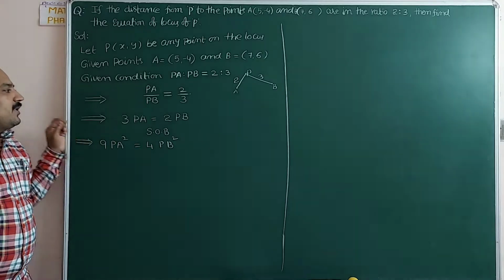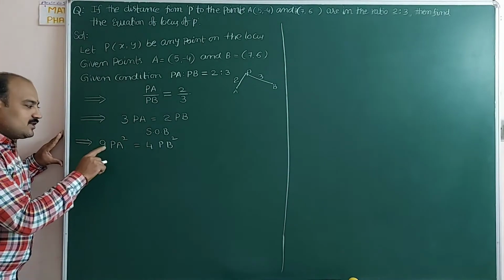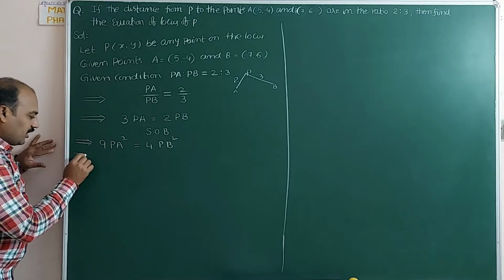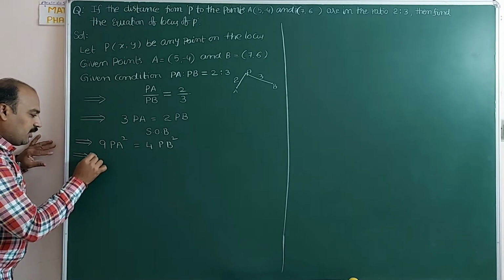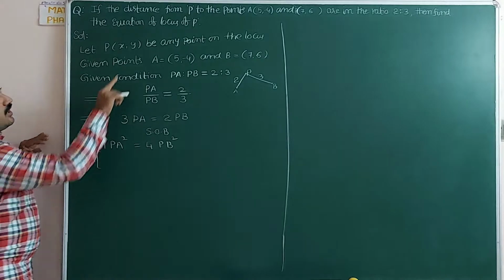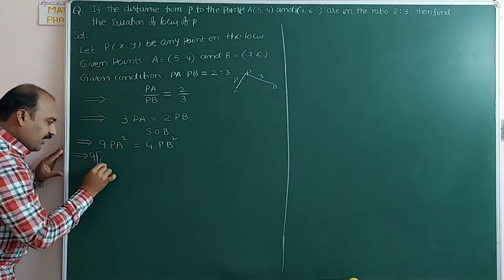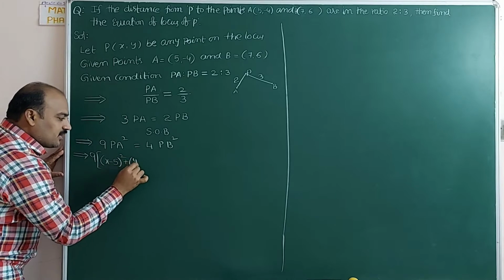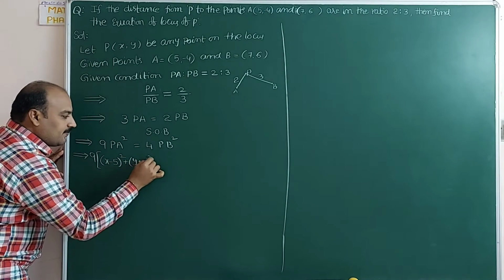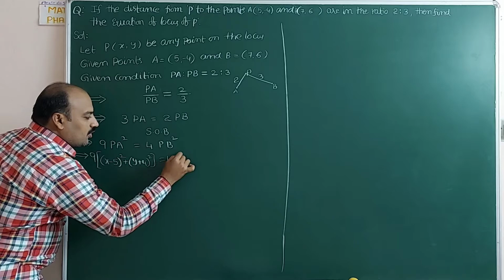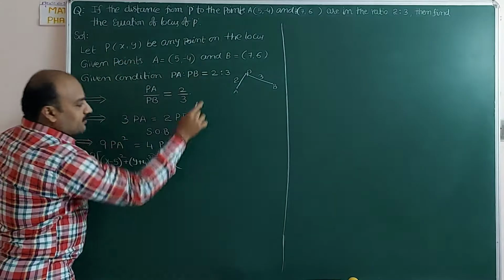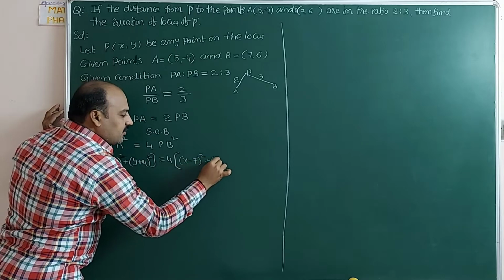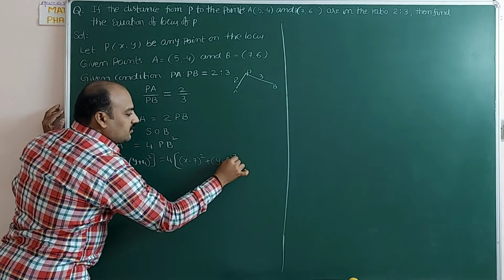Cross multiply: 3PA = 2PB. After that, squaring on both sides: 9PA² = 4PB². So 9 into PA², the distance between these two: (x − 5)² + (y − (−4))², that is (y + 4)², is equal to 4 times PB²: (x − 7)² + (y − 6)².